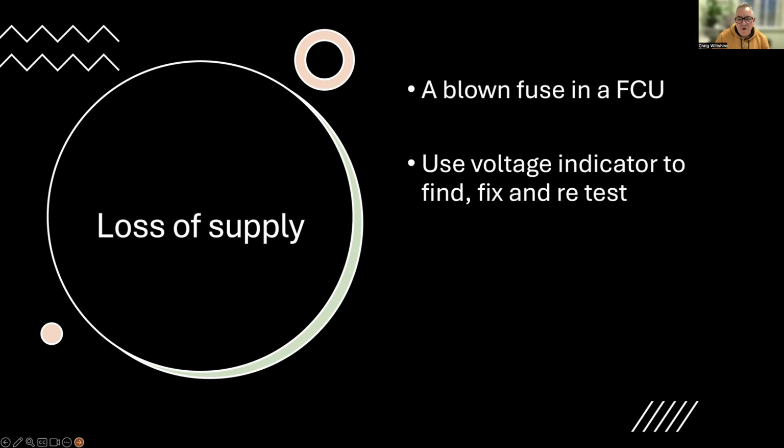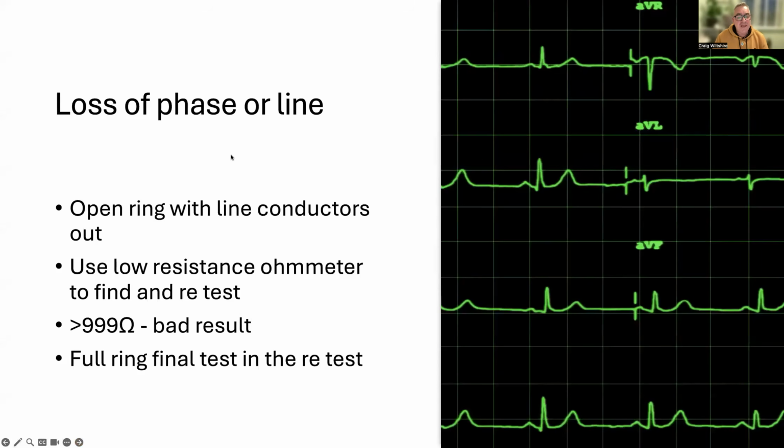Then we have got loss of phase or line. This one, guys, is a difficult one. They don't have an open circuit fault in the 2357, so I suggest we do this. We're going to create an open circuit on the line conductors on the ring final circuit. So when you do your end-to-end test on step 1 of the ring final test, you come up with an open circuit. Look, a bad result there, greater than what the tester can read.